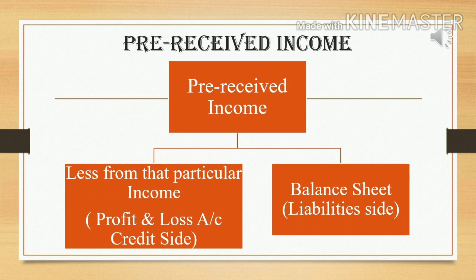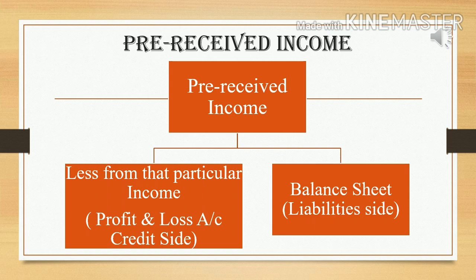Coming to the next, pre-received income. So again the word is pre, but a little change. Instead of an expense, it is an income. So there will be a slight change in the adjustment too. With the pre word, we will less. So the very first effect is less from that particular income. And where are we going to get the income? We are going to get it in the profit and loss account, credit side.